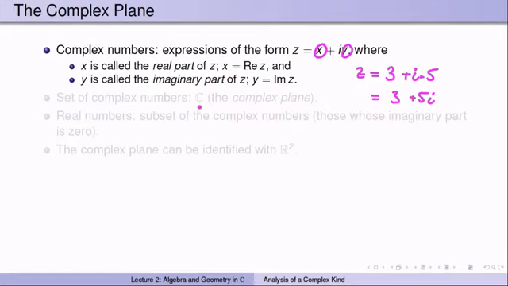The set of all complex numbers is denoted by a C, for complex plane. This is like a C with a double bar in it, so a regular C with an extra bar in it. That's the mathematical symbol for the complex plane.